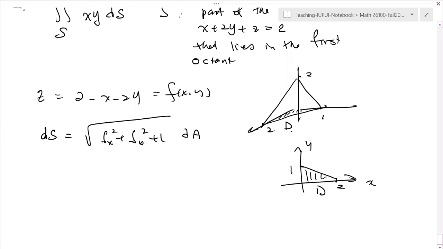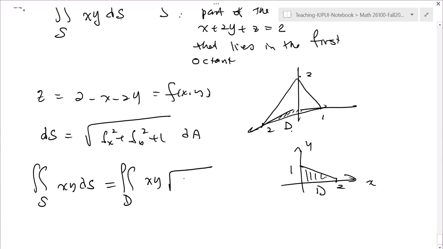This can be calculated, right? You can, yeah, this actually comes from the norm of the cross product of some two tangent vectors. Okay, so this surface integral of x times y dS is going to be the double integral, still x times y, not changed.